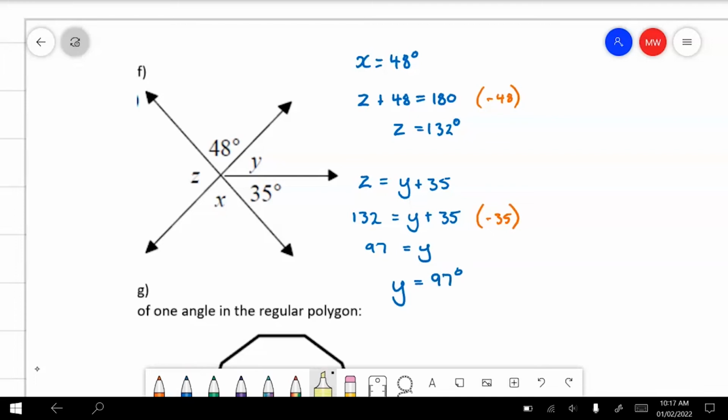And it's a bit of a mess here, so I'm just going to highlight my answers. You might choose to underline them just so that it's clear for your marker.